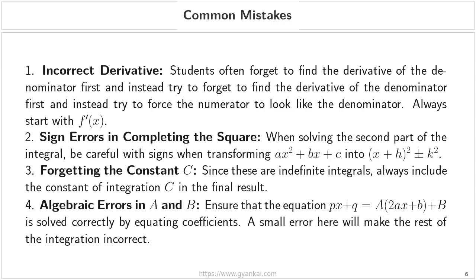Finally, let's revisit how we find the constants a and b. We express the numerator, px plus q, as a times the derivative of the denominator, which is 2x plus b, plus a constant b. Then, we equate the coefficients of x and the constant terms on both sides of the equation. A small algebraic slip-up when solving for a and b will propagate through the rest of the problem, leading to an incorrect final answer. So, take your time and carefully check your algebra when determining those values.